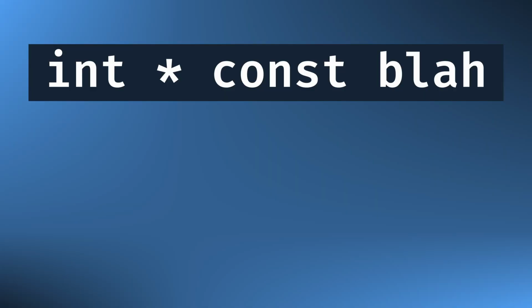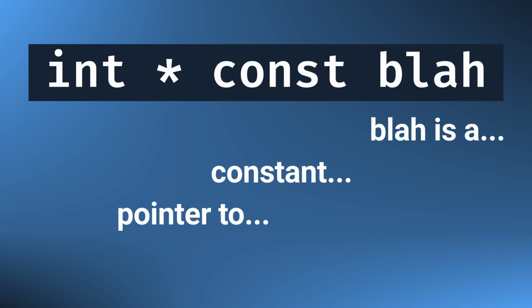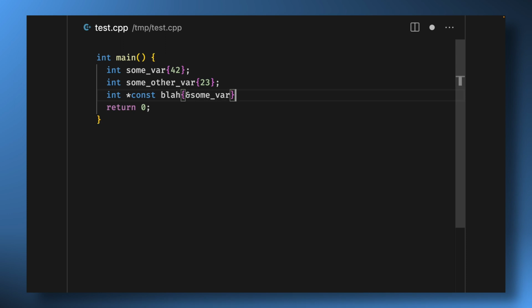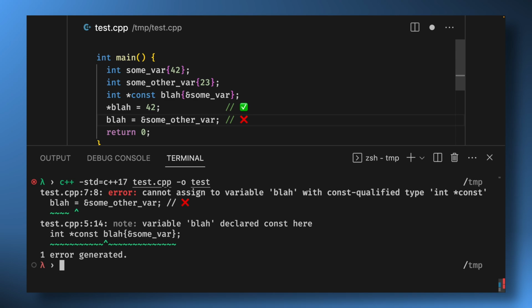This is the most common use of const with pointers, but there are other ways. Let's have a quick look. Now for int star const blah, we start with blah is a constant pointer to an integer, which means that we can change the underlying data, but we cannot reassign the pointer to point to other data. We can quickly check that too. So for int star const blah, and we point it to some variable, we can easily change the underlying data, but if we try to reassign the pointer to something else, that won't work.